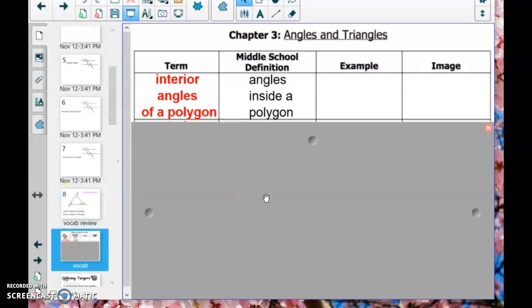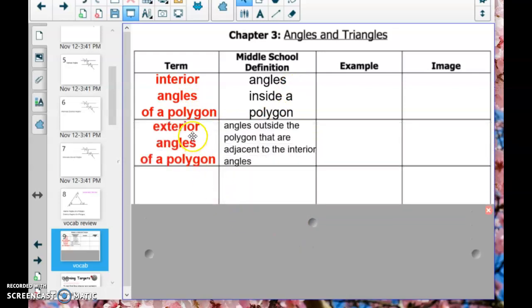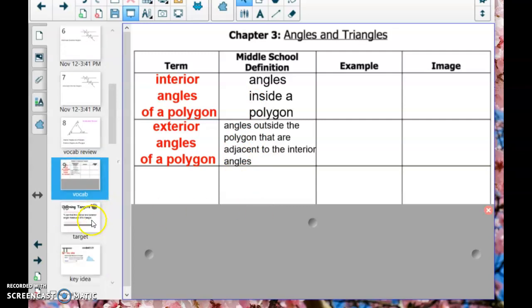So if you want to get out your vocabulary packet, we are on chapter 12, which is angles and triangles. First word you should write down in your vocabulary packet is interior angles of a polygon, and those are angles inside of a polygon. And then of course exterior angles of a polygon, and those are angles outside the polygon that are adjacent to the interior angles, and we will talk more specifically about those two. If you need to pause the video so you can record those in your vocabulary packet, go right ahead.